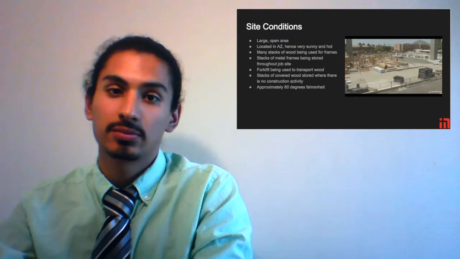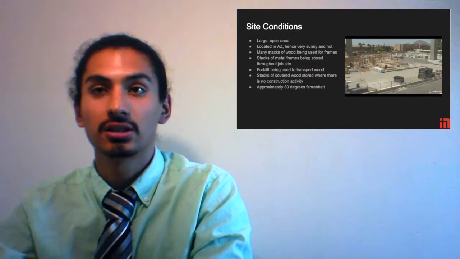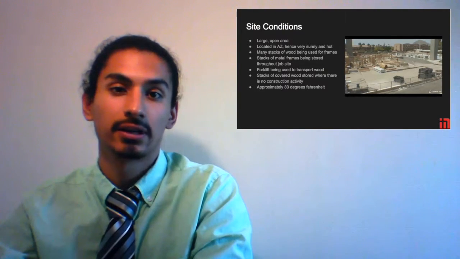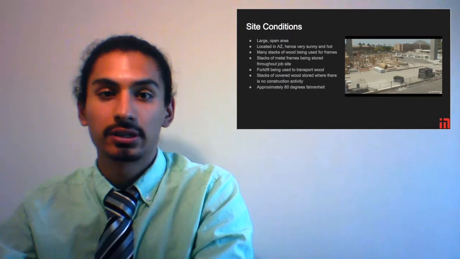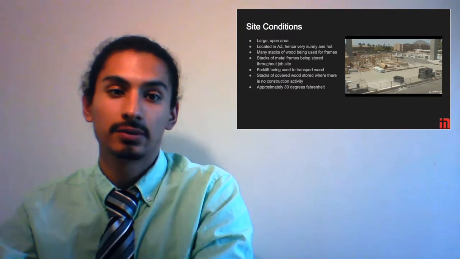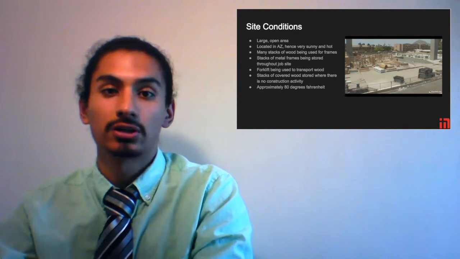There's ample space on this site for materials and storage, and because it's still early in the construction phase, it is very open, and that's where they're being stored. There are many stacks of wood panels which are being used to construct wooden frames, and they are placed a few meters away from where they are actually being used by the workers.